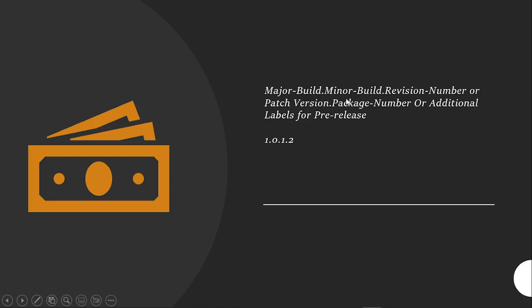This is the approach where we have a major build number, that's the number 1 in front. We have the minor build number, that's the 0.0, the revision number or patch version, that's the third number, and we have the fourth number, which is the package number or additional labels for pre-release.